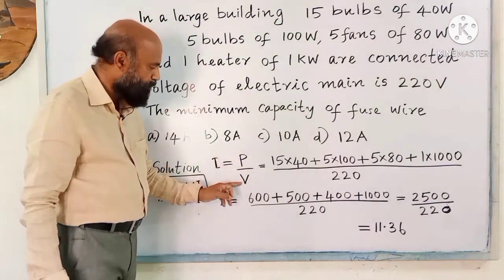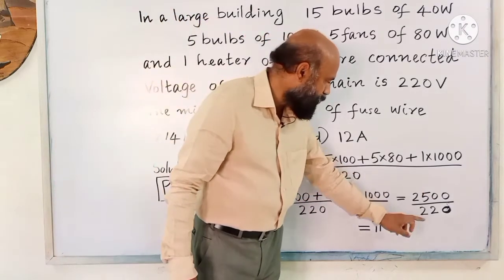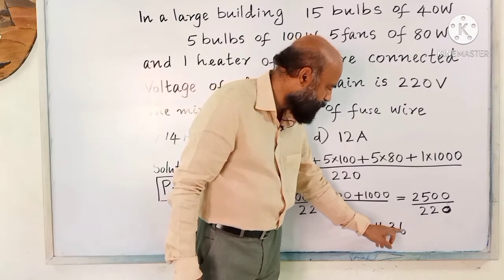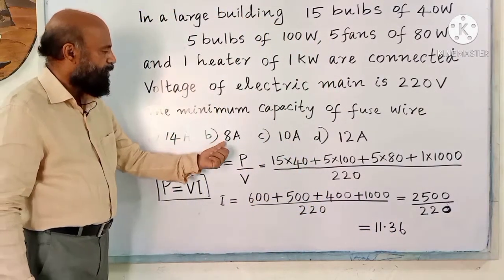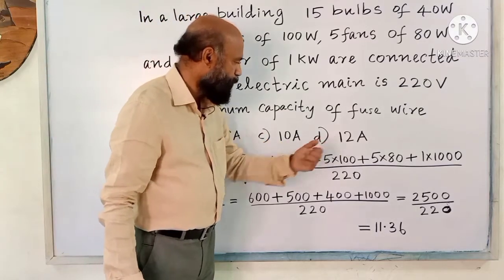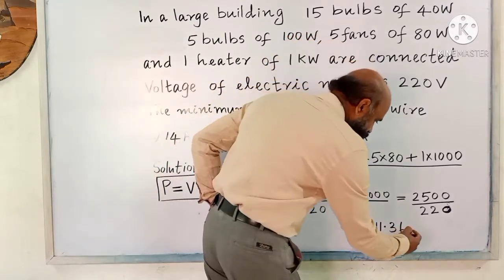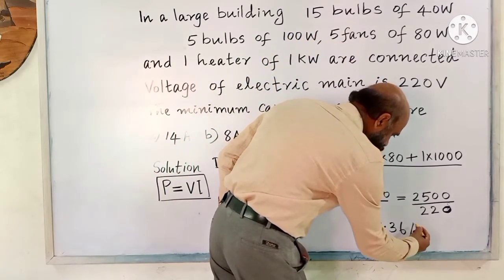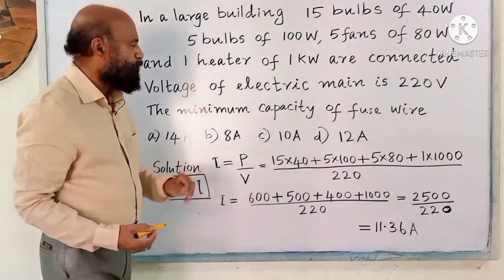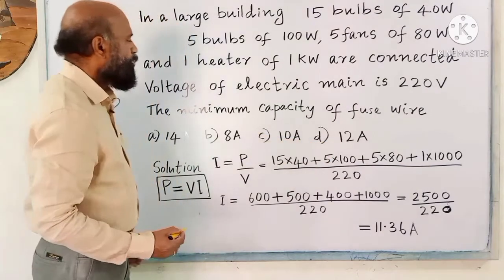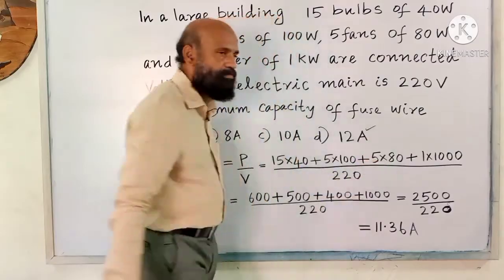Current is equal to power divided by voltage. Voltage is 220. So when you divide, you will get 11.36. For this question, 4 options are given: 14 ampere, 8 ampere, 10 ampere, 12 ampere. So 11.36 ampere is the main current. So the minimum capacity of the fuse wire should be 12 ampere. This is the correct answer.